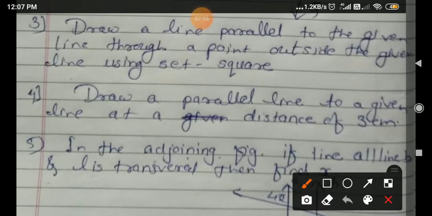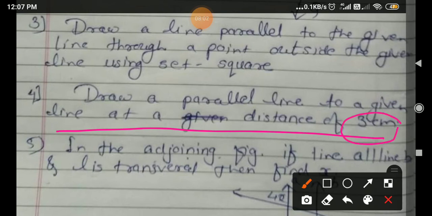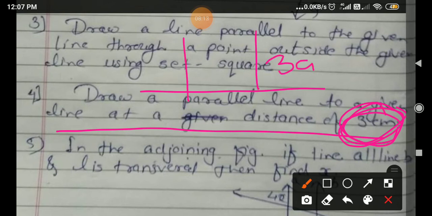Now draw a parallel line to a given line at a distance of 3 cm. One thing I have to point out: if the distance is given, here 3 cm, then we have to take a distance of 3 cm from this line only. If not, then we can take any distance. But sometimes in a question, they give us such a type of question, draw a line parallel to a line.